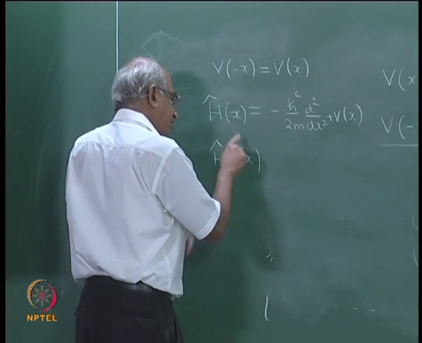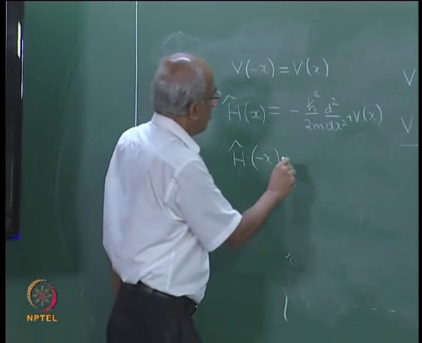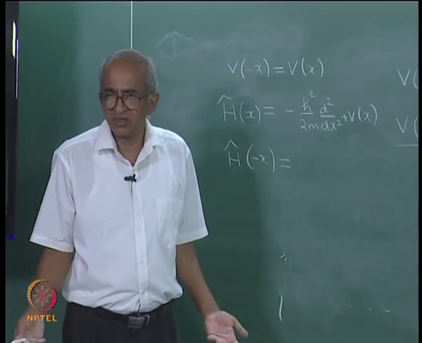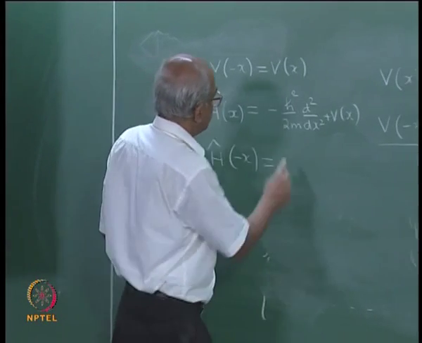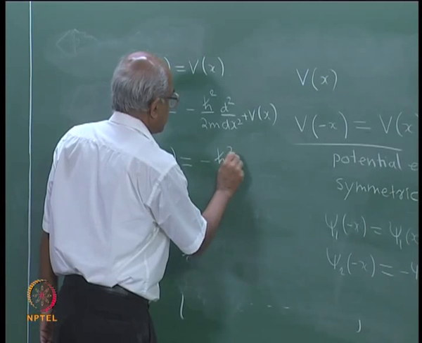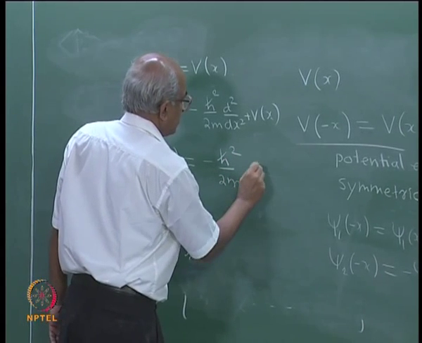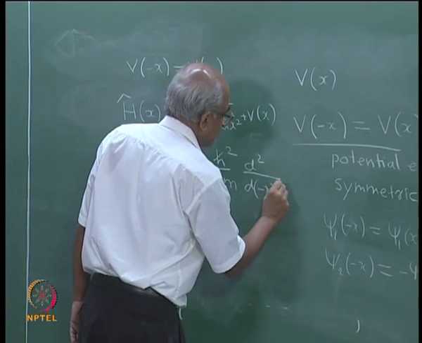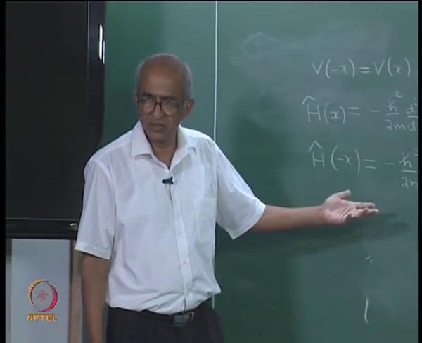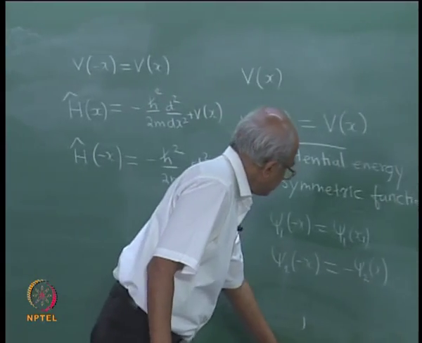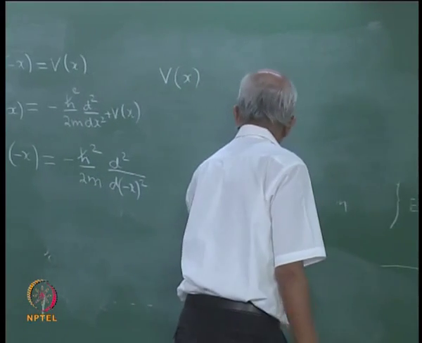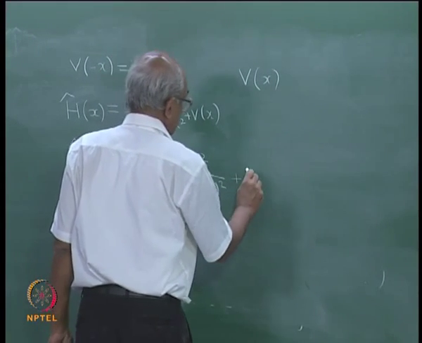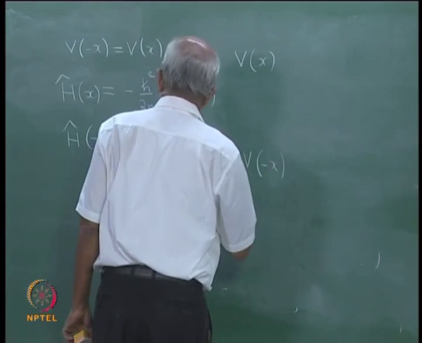that means I am taking this x and replacing it with minus x. What will happen to the Hamiltonian? Wherever x is occurring, I am going to put minus x, that is all that I am doing. So, this term will become minus h cross square by 2m d square upon d, instead of x I will have to put just minus x, correct. That is all that is going to happen, and this is going to be plus v of minus x.